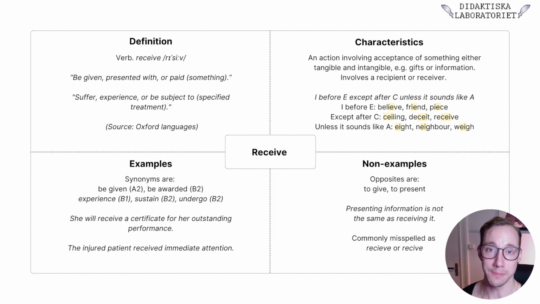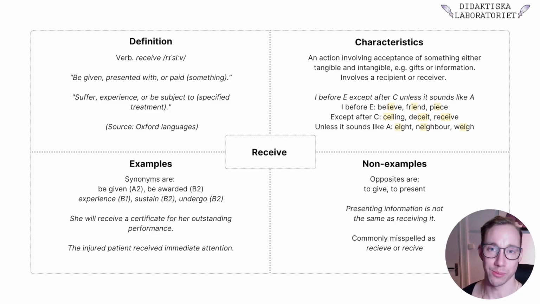So I before E, we can have a look at words such as believe, friend, or peace. Here we can see that I comes before E in that case. And then the rhyme carries on and it says I before E except after C. Here we have ceiling, deceit, or receive, which is today's word then. And here you can see that we spell it C-E-I. Unless it sounds like A, as in eight, or neighbor, or way, which are examples where we then spell it as EI in those three cases.